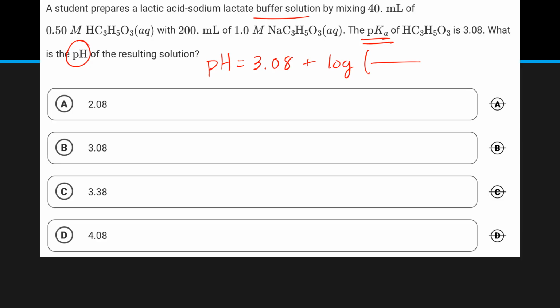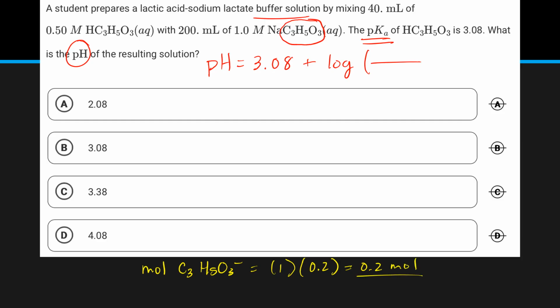So first let's solve for our conjugate base, which is lactate here. It's a 1-to-1 ratio, so we know that we can use our concentration and volume to get moles. So let's start there. We're trying to get moles of lactate, C3H5O3 minus. We're going to do that by taking concentration, which is 1, times the volume in liters, which is 0.2. So that's going to give us 0.2 moles.